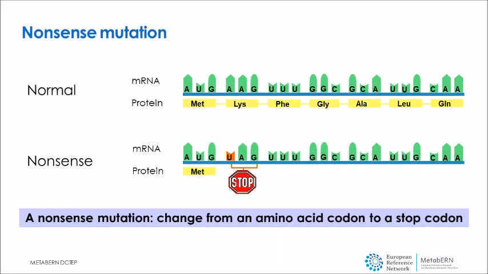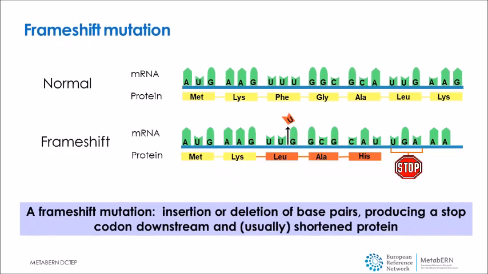In case of a nonsense mutation, the change of nucleotide results in the formation of a premature stop codon. In this example, the A nucleotide is changed into a U for uracil. The UAG stop codon generated by this single base pair change results in the appearance of a premature stop codon instead of a codon specifying an amino acid. The result of this mutation is the production of a shortened and likely non-functional protein.